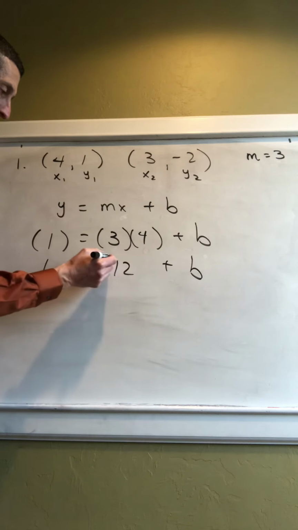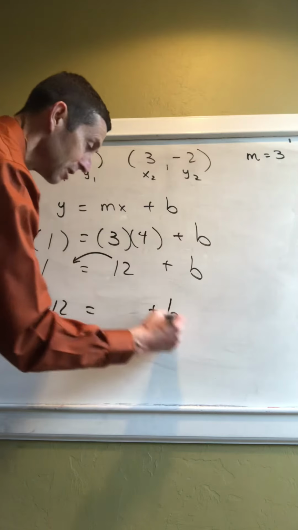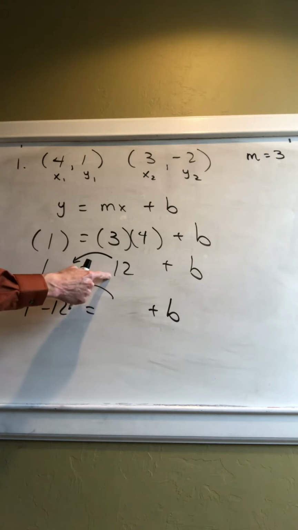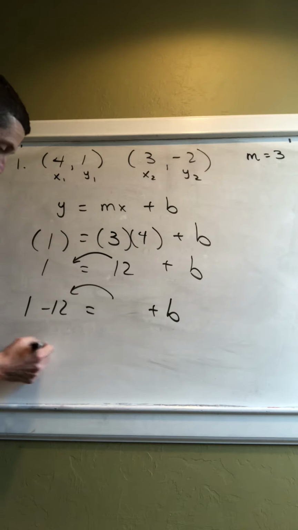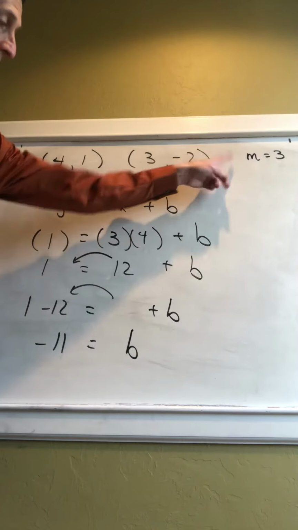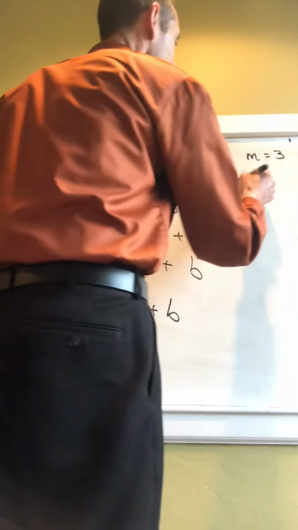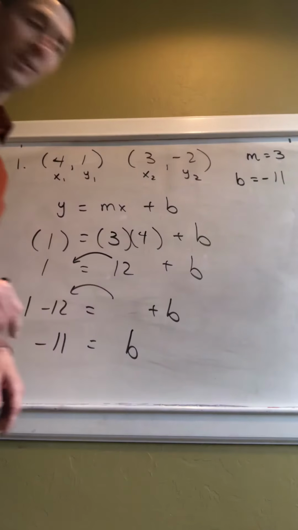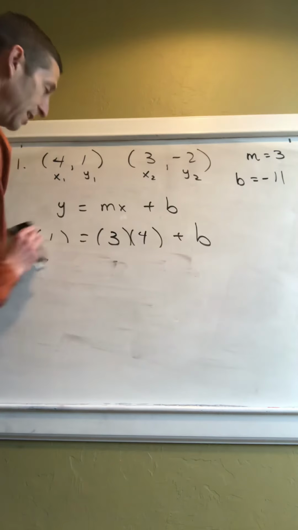You've got to get b by itself. Grab that 12, move it over. It was positive 12, and when it moves over, it becomes negative 12. 1 minus 12 is negative 11. So now you know M, and you just found B. So B is equal to negative 11. You've got everything you need now to write the equation for your answer.